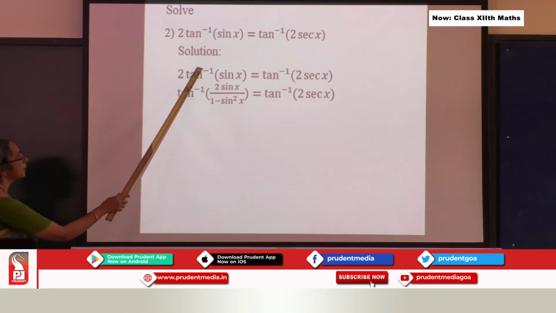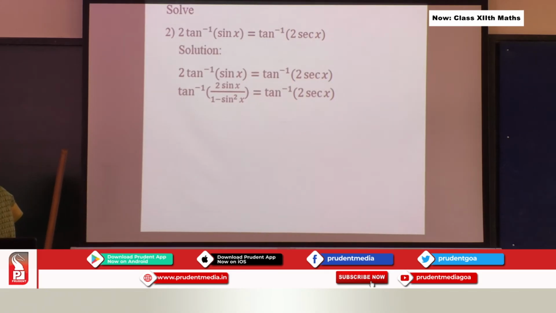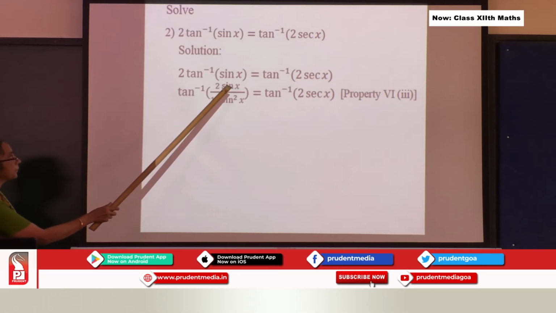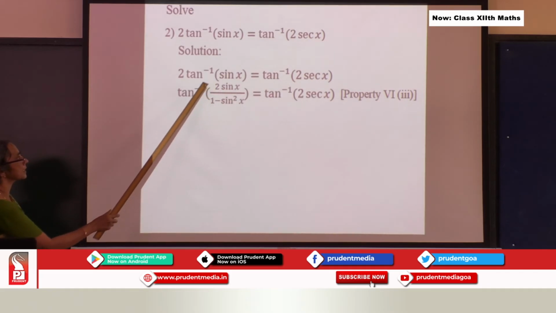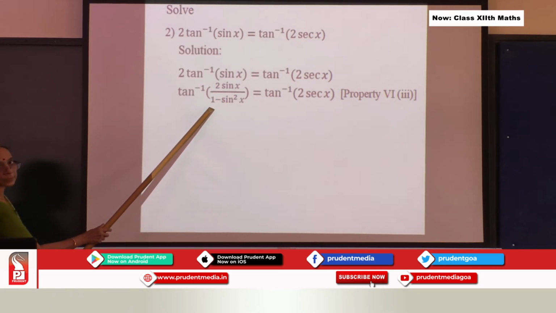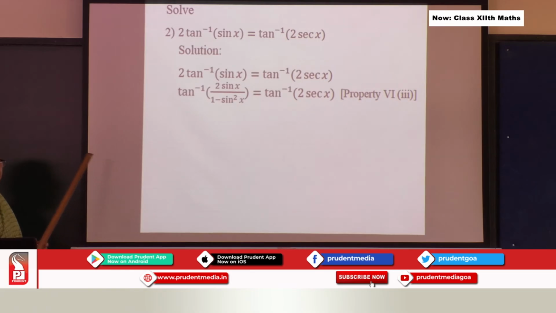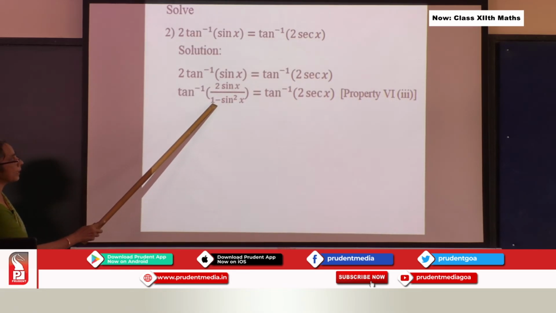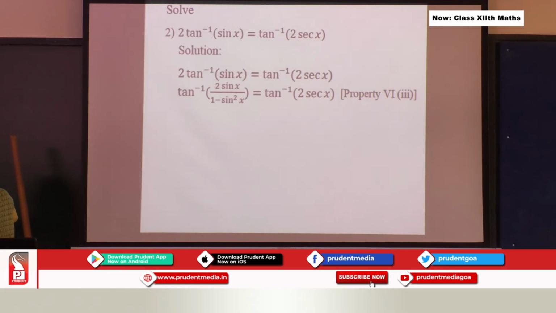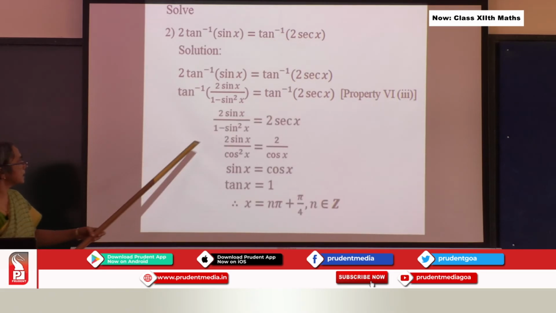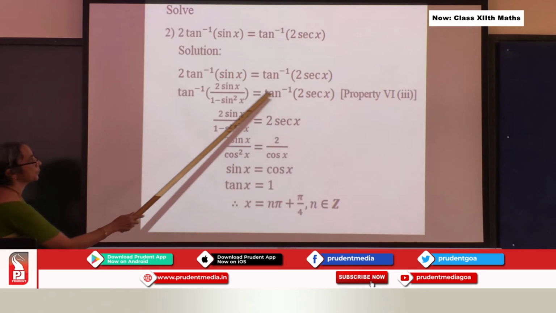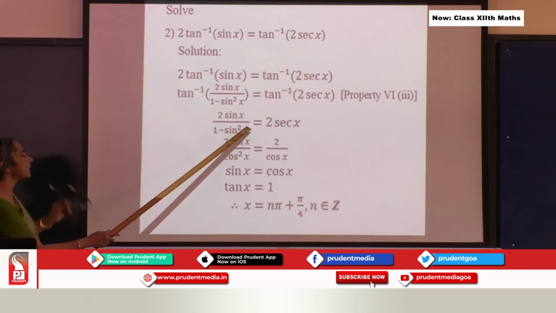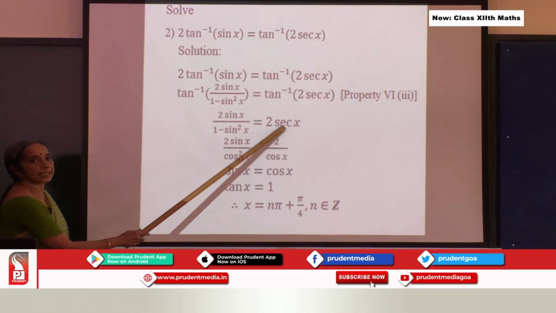Here we are using a property: 2 tan inverse of x is tan inverse of 2x upon 1 minus x square. Instead of x you have sin x, so tan inverse of 2 sin x upon 1 minus sin square x. Now you can equate these two. So tan inverse of 2 sin x upon 1 minus sin square x is tan inverse of 2 sec x.